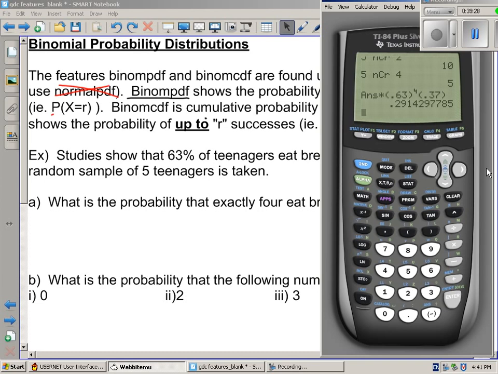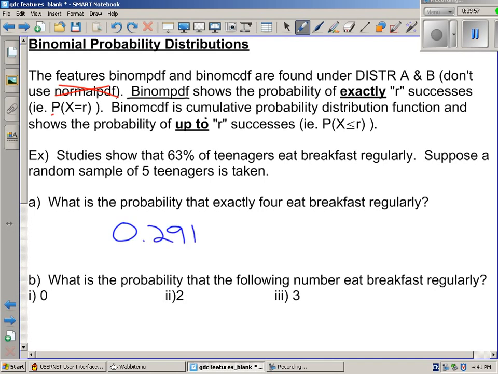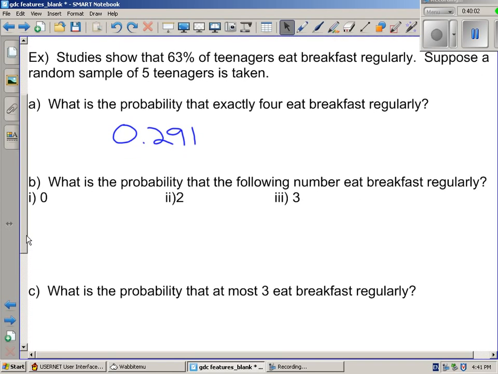So we know this is a binomial probability question. We go second vars, go all the way down to binom PDF. And it just asks us, how many trials? There are 5 teenagers that we're looking at. What's the probability of success? It's 0.63. How many successes do we want to see? We want to see 4. Paste. Boom. Gives you 0.291, with a little less time spent on your part.